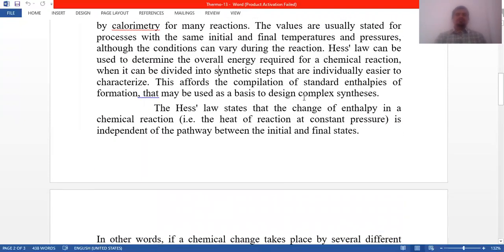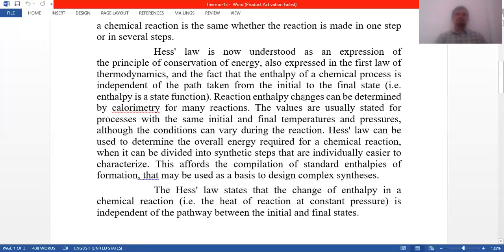We see some other points about Hess's law also. Hess's law is now understood as an expression of the principle of conservation of energy, also expressed in the first law of thermodynamics, and the fact that the enthalpy of a chemical process is independent of the path taken from the initial to the final state. The reaction enthalpy changes can be determined by calorimetry for many reactions. The values are usually stated for a process with the same initial and final temperature and pressure.